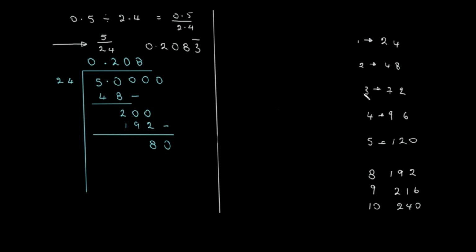And 80 is 3. 72 will get 3. 3 times 24 is 72. Find out the remainder, and that leaves me 8 again. So we would get 3, 3, 3, 3, 1, 2, 3. That normally means they go on forever.